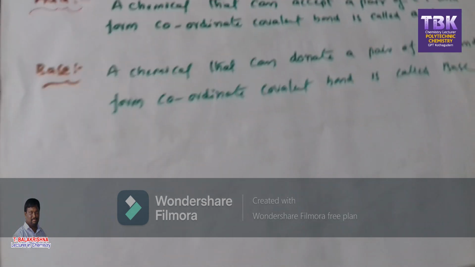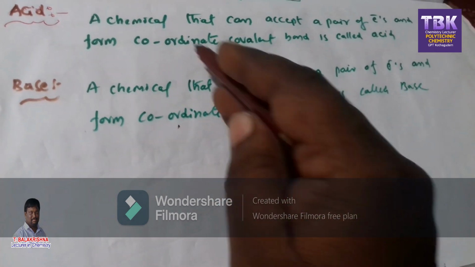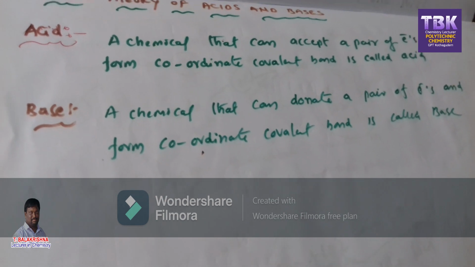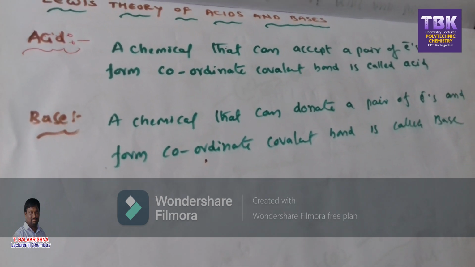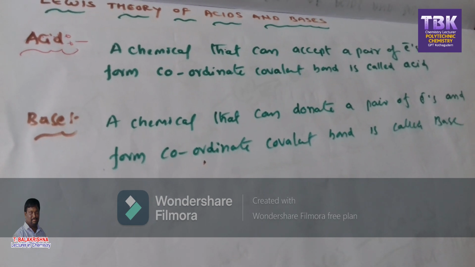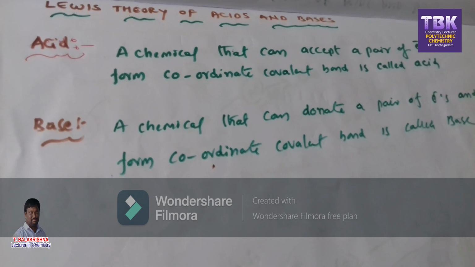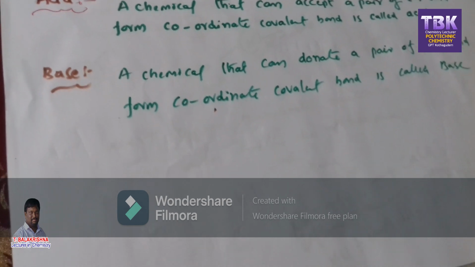Let me explain. We already learned the topic coordinate covalent bond in the first chapter. What is the definition of coordinate covalent bond? The pair of electrons is shared by both the atoms or molecules, but the pair of electrons is contributed by one of the atoms or molecules which participate in the bond. That is called coordinate covalent bond.